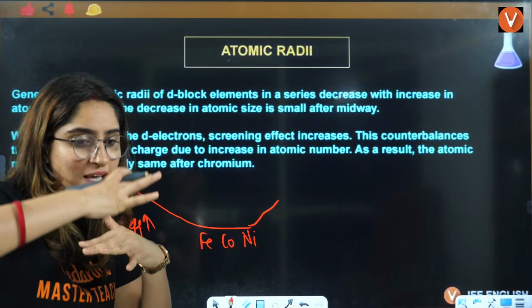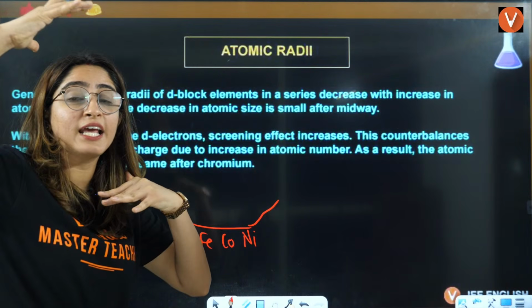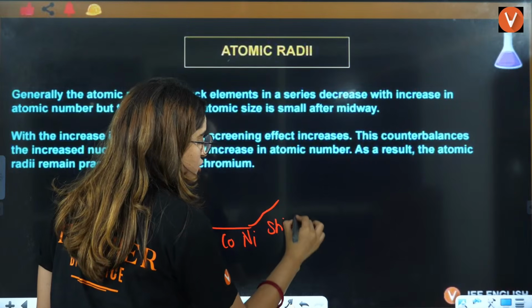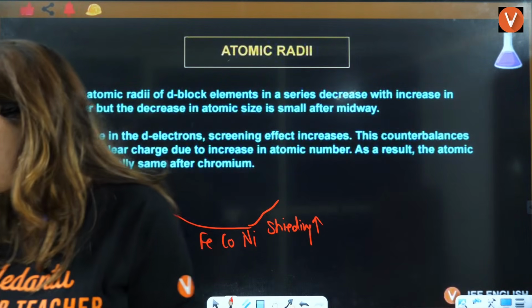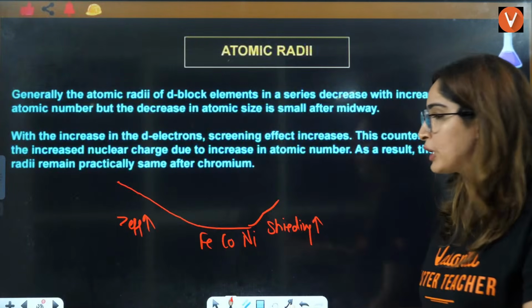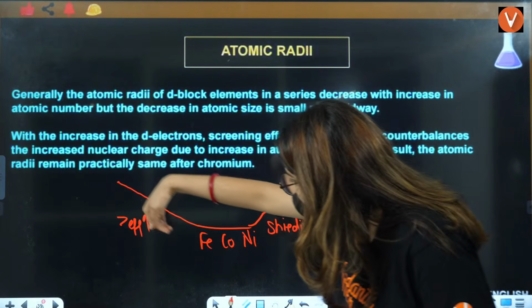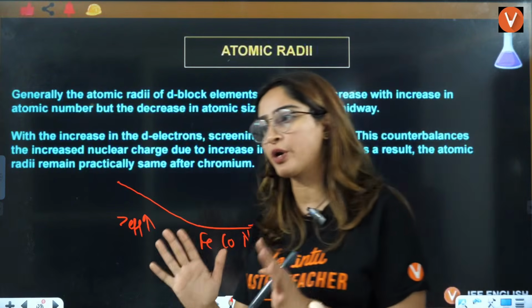If the size is increasing, that means now shielding is more. That's why size is increasing. Shielding increases. Okay? Right, everybody? Shielding is more, that's why size is going to increase in this case. So that's how Z effective decreases, constant, increases, decreases, constant, increases. That's how it is going to go.